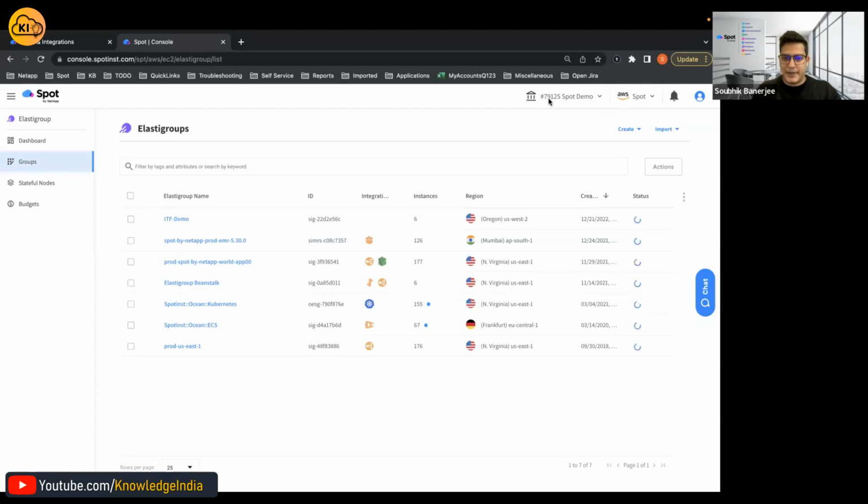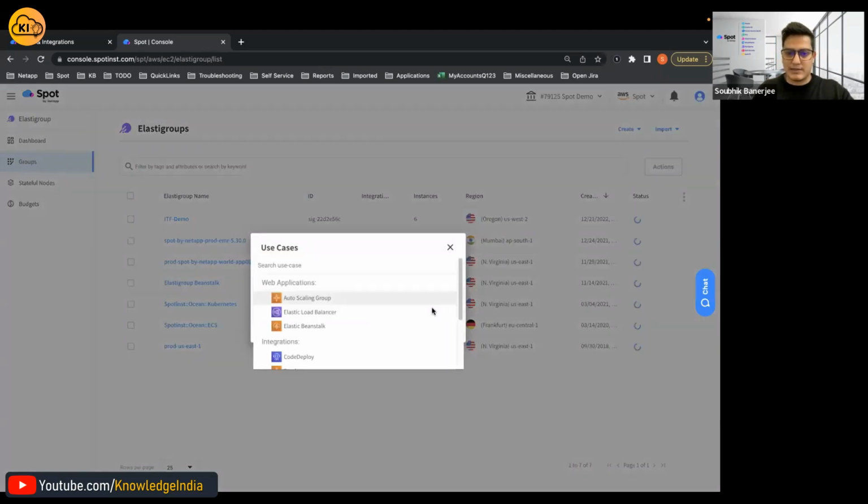So what I'll do is pick one Elastic group from here, which is integrated to Elastic load balancers. Even before I go into that Elastic group, on the top you can see that you have an option to create or to import. You can directly create an Elastic group from scratch, and these are the use cases that we support today. You can create an Elastic load balancer, auto scaling group, Elastic Beanstalk, and these are the integrations that you can do.